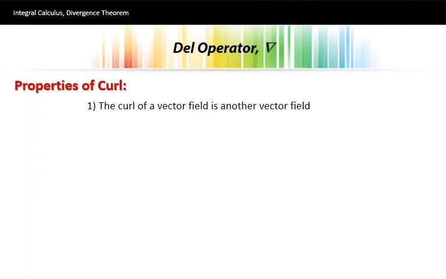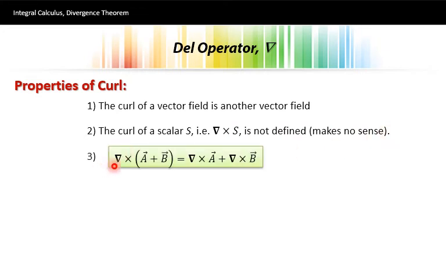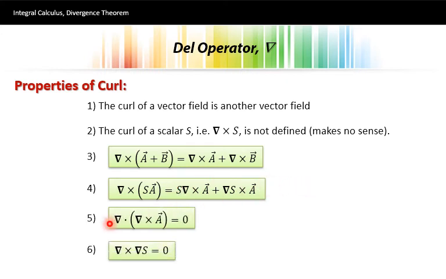Properties of the curl. The curl of a vector field is another vector field. The curl of a scalar, or curl S, is not defined. It makes no sense. Curl of A plus B can be distributed in the following manner. Curl of a scalar multiplied by vector A can be written using this relation. And finally, divergence of a curl of vector A is equal to 0 and curl of a gradient of S is equal to 0.